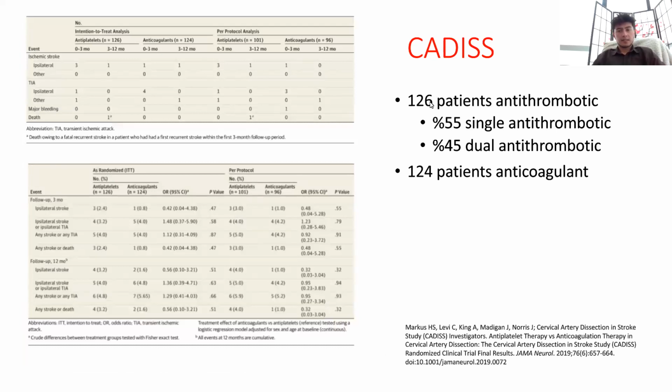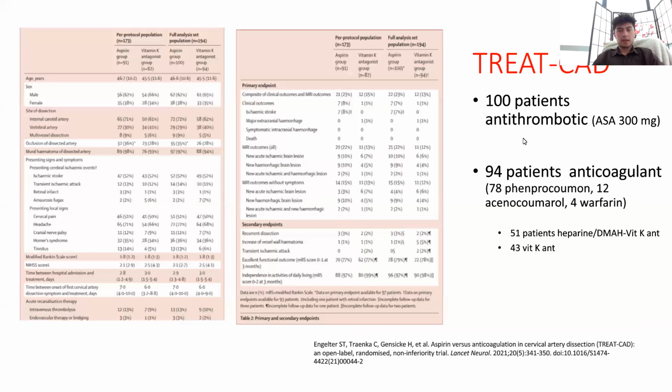And in CADIS, 126 patients were on antithrombotic therapy, with 55% on single antithrombotic and 45% treated with dual antithrombotic. And again, there were no significant differences between single or dual antithrombotic, and also anticoagulants. Also in this study, it's nearly the same.